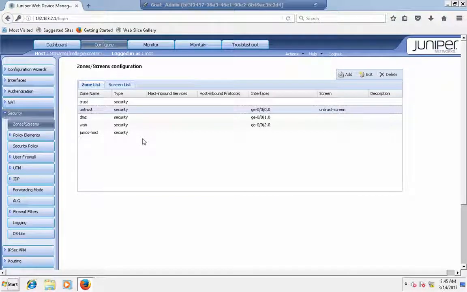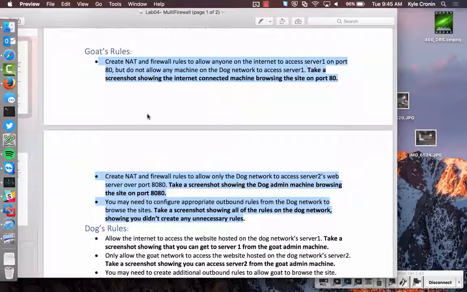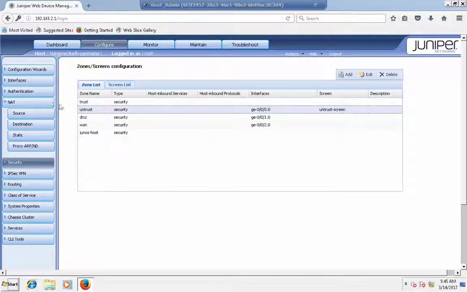So what does Juniper evaluate first, firewall or NAT? NAT. Everything is done by NAT first. The packet goes from the interface and hands over for NAT processing. So we need to make sure we get that right first. So for the very first rule in here, allow anyone on the internet to access server 1. What type of NAT is that?